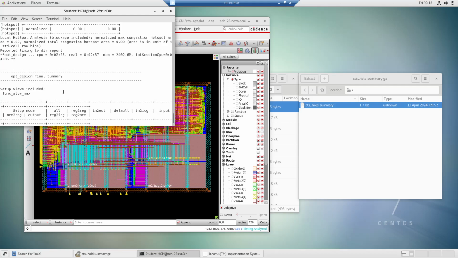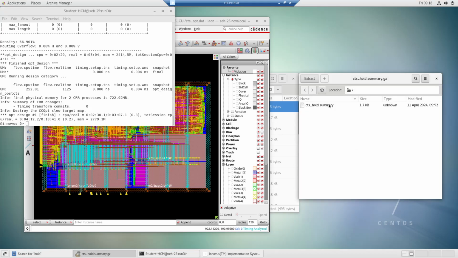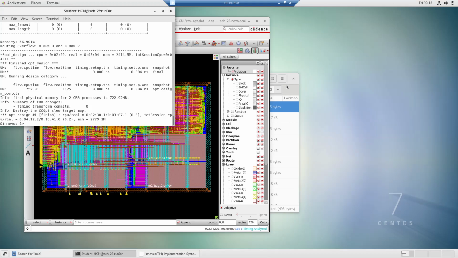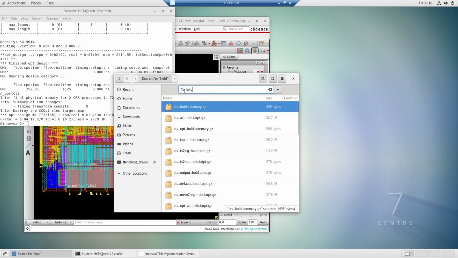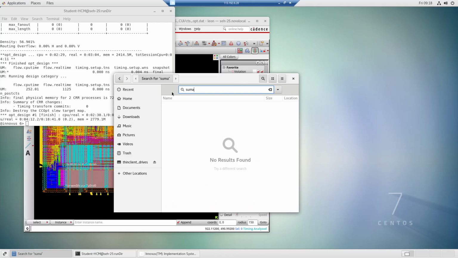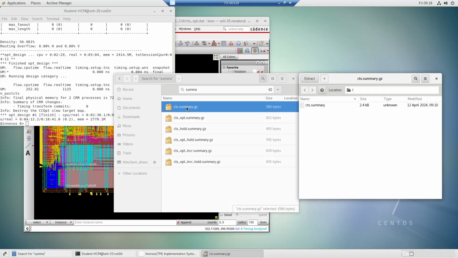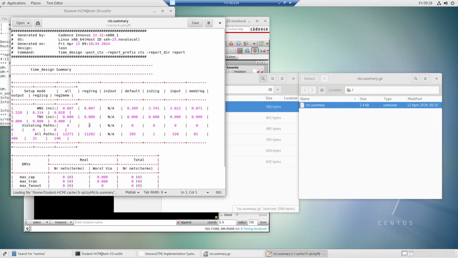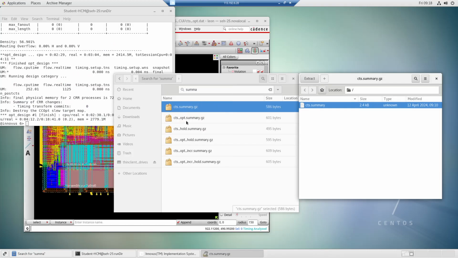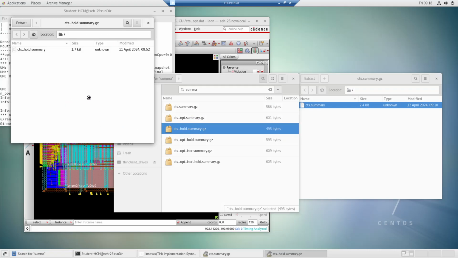So let's get back to post CTS opt. After you run CTS, part of it is building the trees, and part of it is also fixing timing. But it doesn't guarantee that it's going to be clean when you come out of CTS. So the step here we'll call post CTS, meaning after the tree has been built. Here's a chance you can do additional optimization, trying to fix remaining timing violations, whether setup or hold.